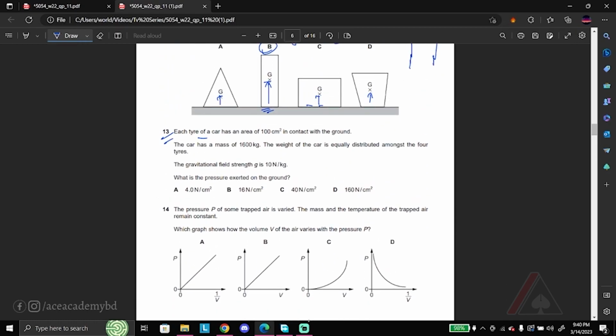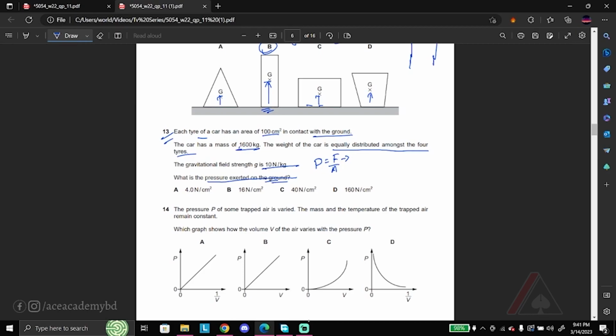Each tire of a car has an area of 100 centimeter squared in contact with the ground. The car has a mass of 1600 kg. The weight of the car is equally distributed amongst the 4 tires. The gravitational field strength g is 10 Newton per kg. What is the pressure exerted on the ground? If we remember the formula for pressure, P is equal to force divided by area. So let's find out the force first.